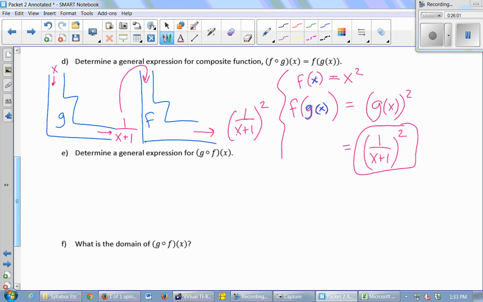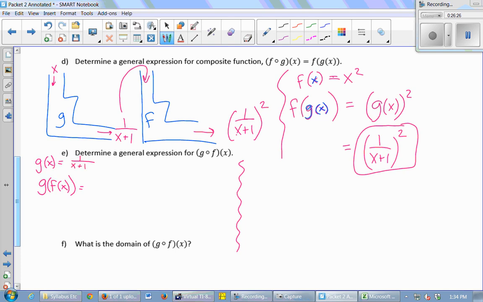Let's go the other order, g of f of x. All right, so I'll do algebraic first this time, since I did pictures first last time. So this means g of f of x. What's the formula g of x again? Somebody remind me. 1 over x plus 1.